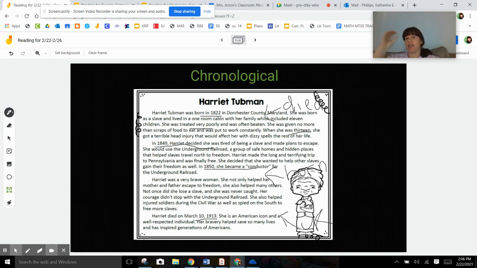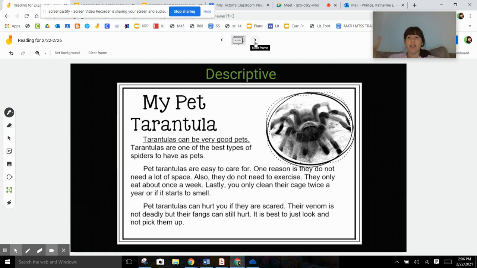But since this one is written from when she was born, all the cool things that she did as she got older, and then all the way to the day that she died, that makes it chronological. And any text that you see where it starts this way, talks about events that have happened in the past about somebody or some major things, and they're in order. It's chronological. As soon as you lose that order, it becomes the next one, which is descriptive.